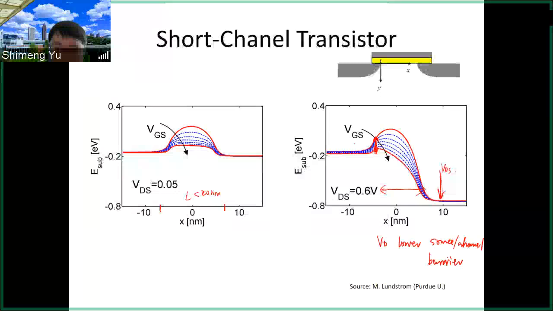Then you will have more current flow over. If you further increase the drain voltage, that means what? It means the current will no longer saturate, because as you increase the drain voltage, the barrier height will further decrease. Then you have more electrons move over, and then the current will further increase. So the saturation region no longer saturates. So that is a key difference in today's short channel transistor compared to the long channel transistor we derived earlier.